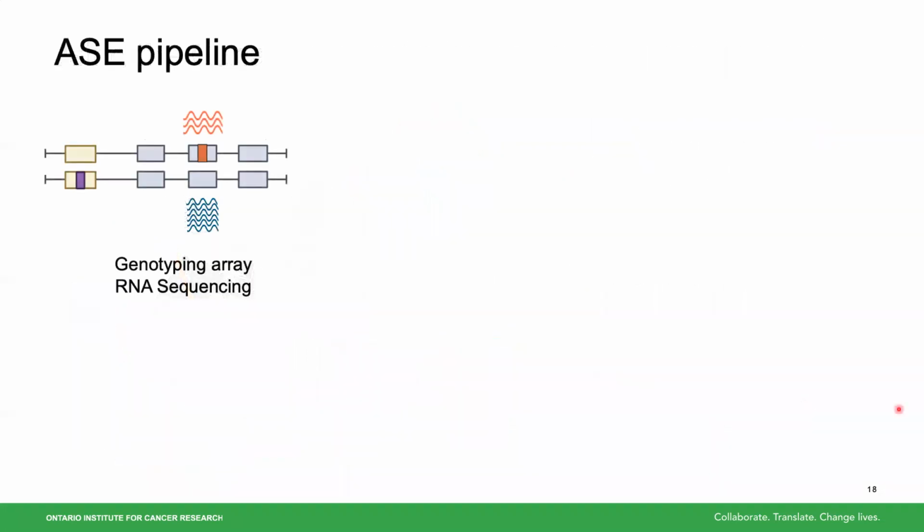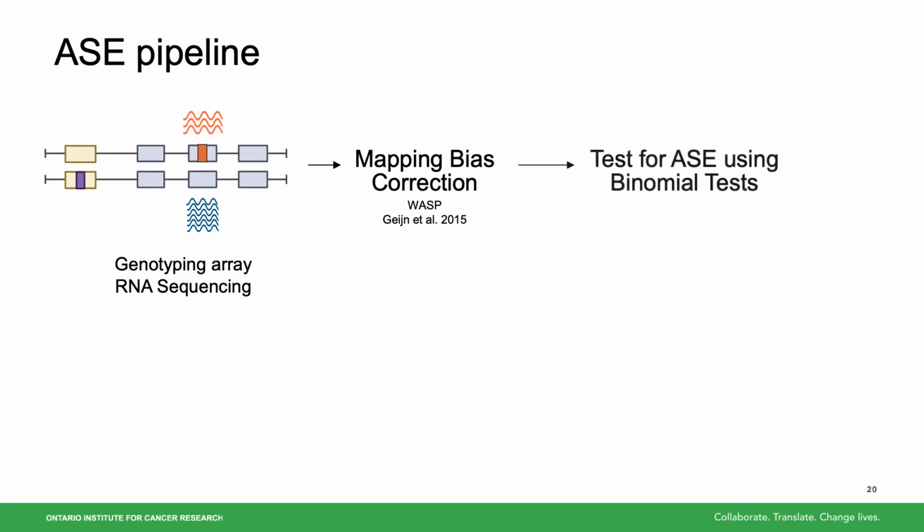So to actually test for ASE, we've developed this pipeline, which starts with our genotyping array to identify heterozygous positions. Once those positions are identified, we can then turn to the RNA sequencing to look for those same positions and get the read count for each allele at those positions. We then correct for mapping bias. This is a known and very important bias in RNA sequencing data, specifically when looking at allele-specific expression, and we're using the WASP mapping bias correction here.